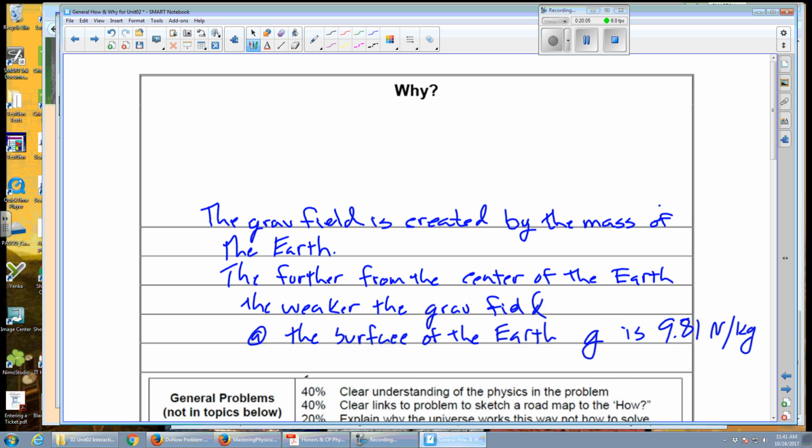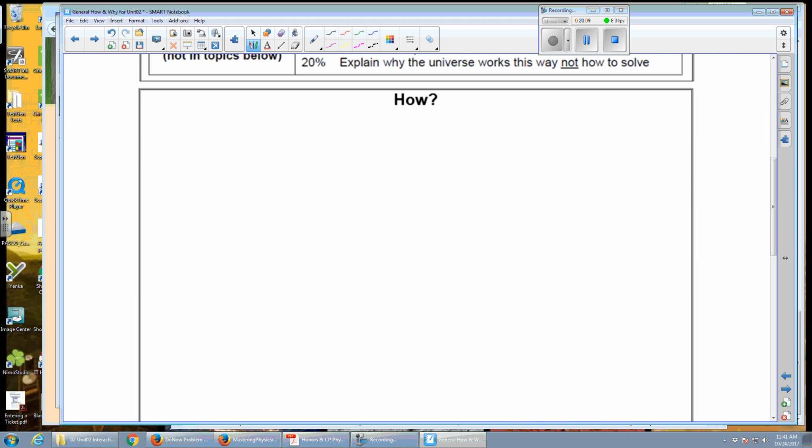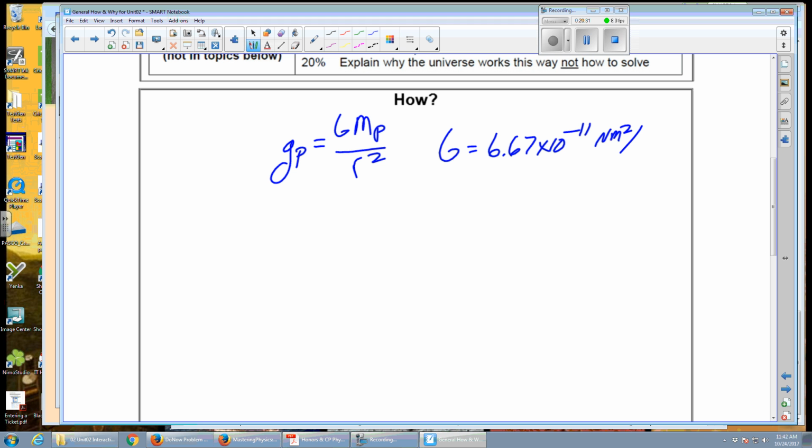And I'm pushing 441. Folks, that exit ticket should be live, so you can start it at any point. For my equation sheet, I'm grabbing that little g, the gravitational field strength, is big G, mass of the planet, over how far you are from the center of the planet squared. And big G, of course, is 6.67 times 10 to the negative 11 Newton meters squared per kilogram squared.